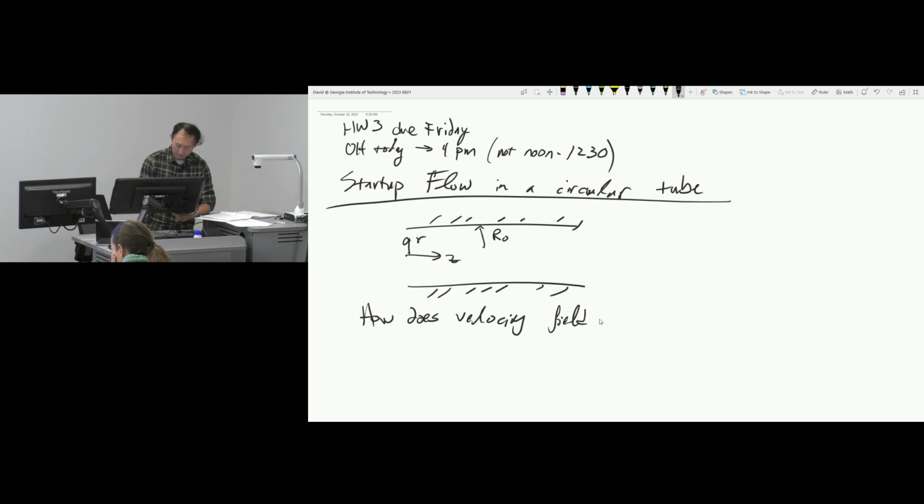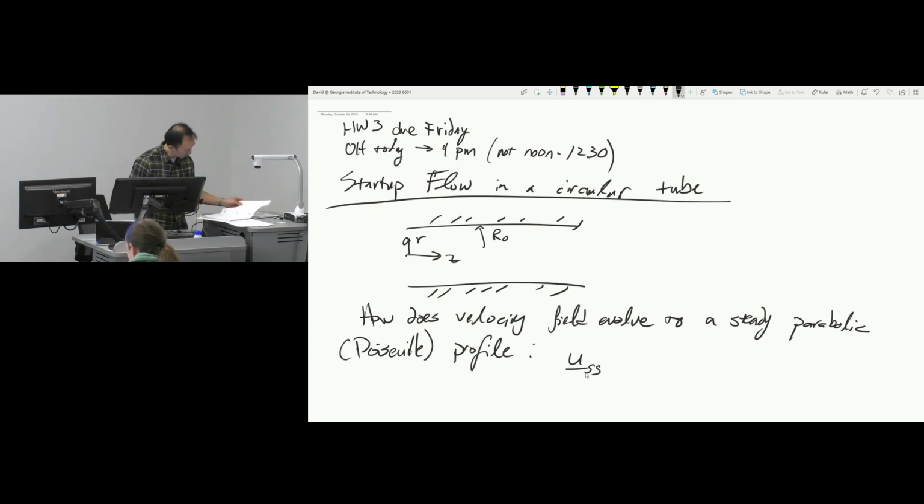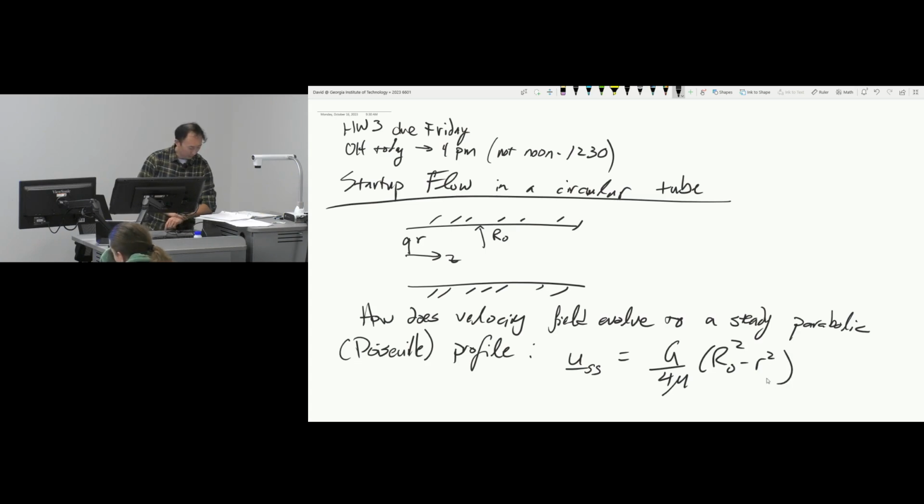The field evolves to a steady parabolic Poiseuille profile. All right, so what we learned before is the steady state solution, which I'm going to notate as U_SS, U steady state. The velocity field looks like this: G over 4 mu, R naught squared minus R squared. We solved for that a couple lectures ago, where you got this pressure gradient G.